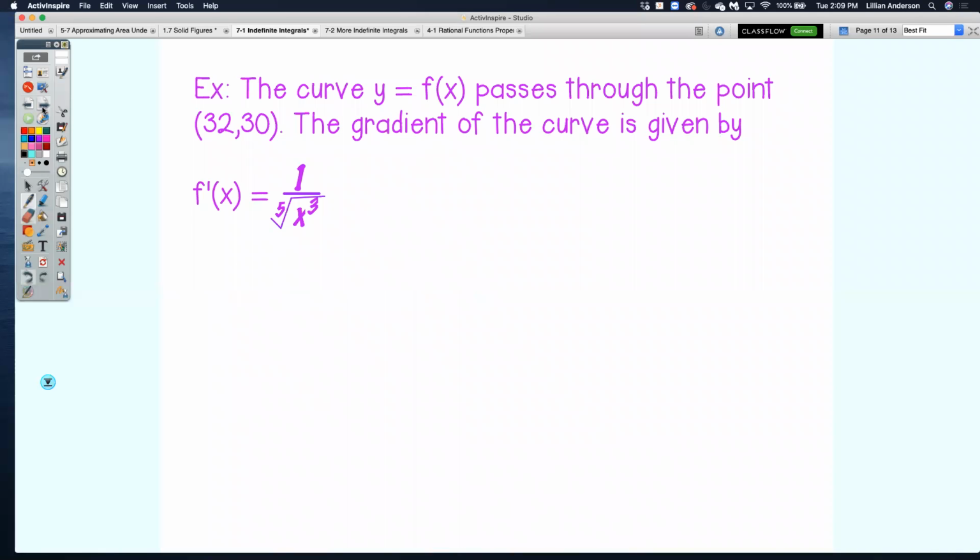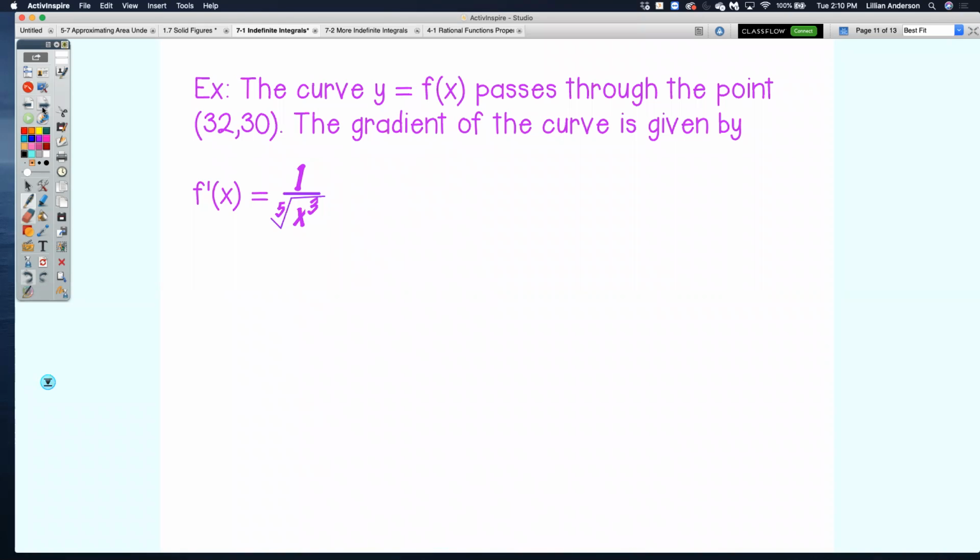Let's look at this next one. It says a curve y equals f of x passes through the point (32, 30). The gradient of the curve is given by f prime of x is equal to 1 over the 5th root of x to the third. First off, don't forget, what does the gradient of the curve mean? It means the derivative.